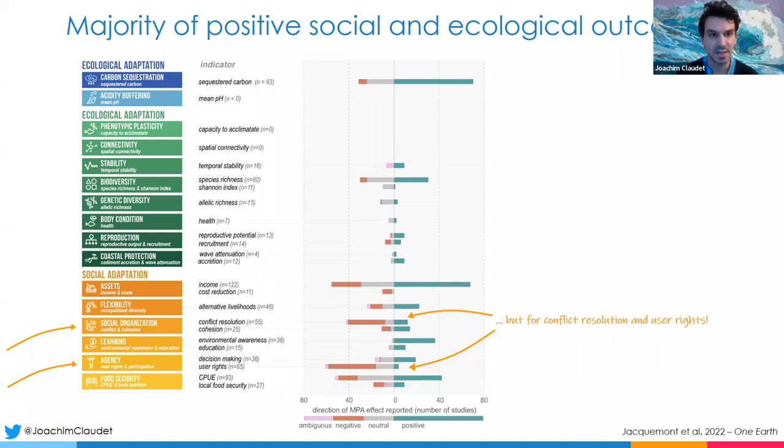What we can see from that is that there is a huge majority of social and ecological outcomes that are positive. It doesn't mean that they cannot be negative, because even when you see a majority of positive, you still have possible negative outcomes. So a majority of positive outcomes, but for conflict resolution and user rights, the majority of outcomes are negative. I will come back to that in the conclusion of the paper, because it is, I believe, an important aspect and result of our paper.